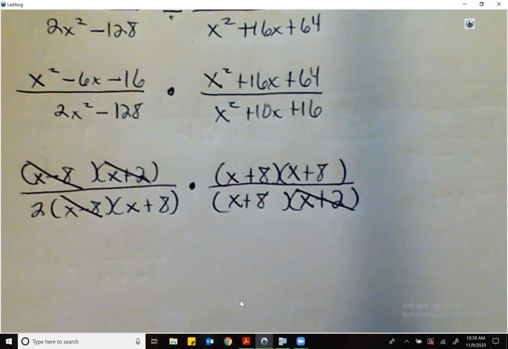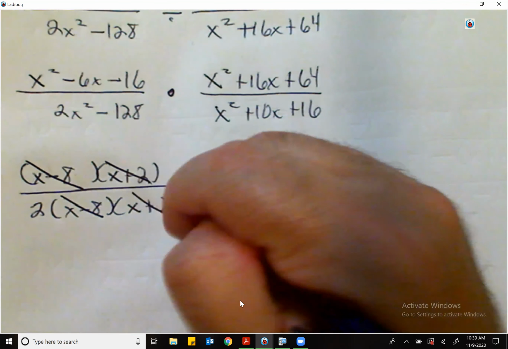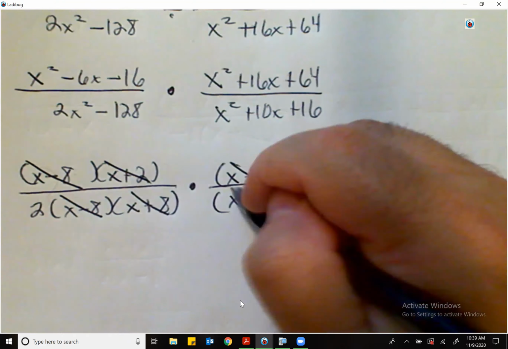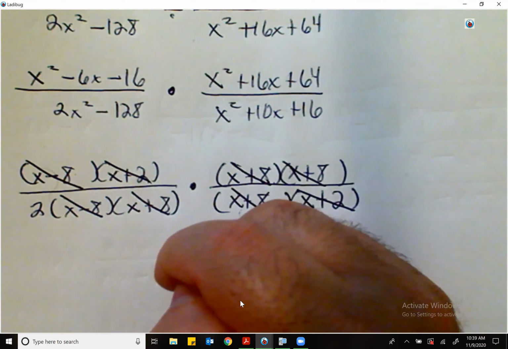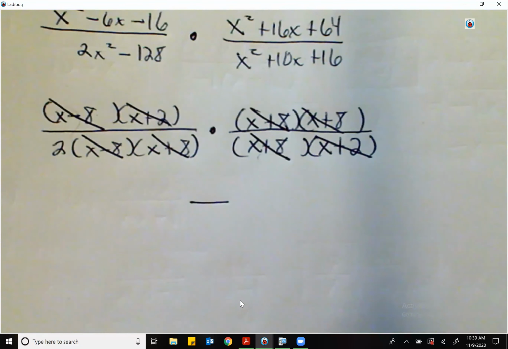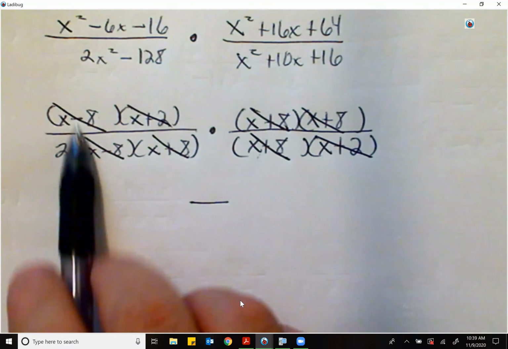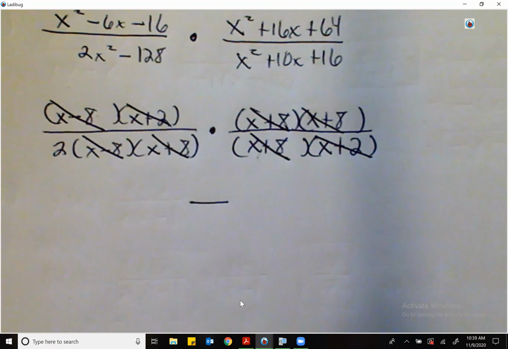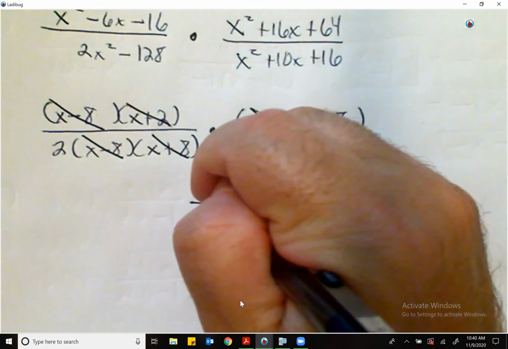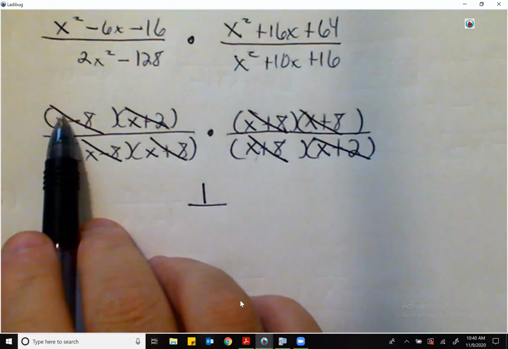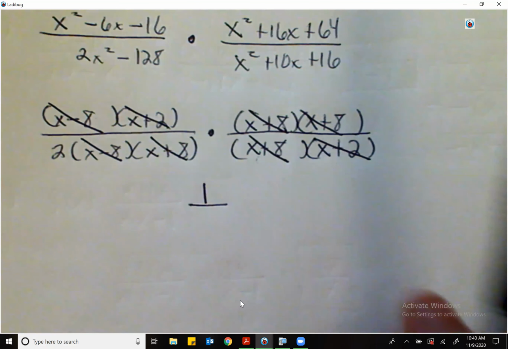So the x plus 8s are all gone. The x minus 8s are all gone. The x plus 2s are all gone. So what's left in the numerator? Nope, you crossed out all of them. It's not 0, it's a 1. Remember, when everything gets crossed out in the numerator, all that's left is 1. What's left in the denominator? 2. So it simplifies down to one half. That's it.